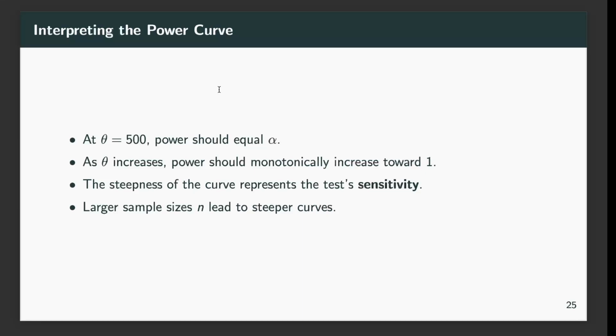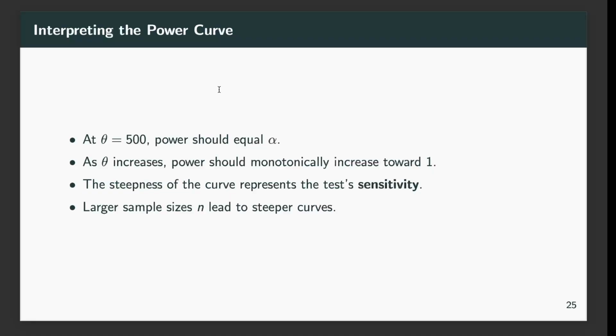The third is that the steepness of the power curve represents the sensitivity of the test. A test with a steep power curve will quickly achieve high power as the alternative moves away from the null. So it means that it is very sensitive. A test with a shallow, gradual power curve will need a large deviation from the null before it can achieve high power. So in this case, it becomes less sensitive.